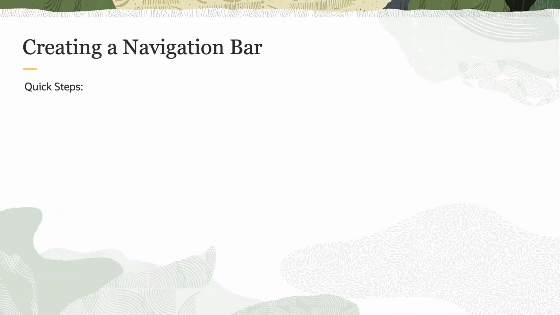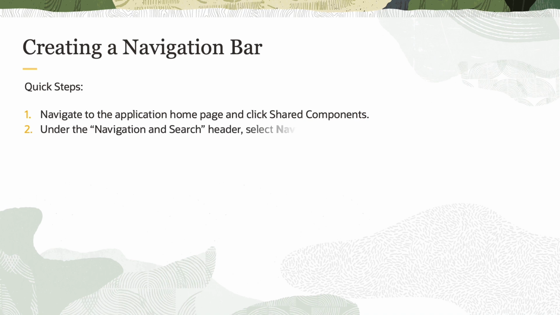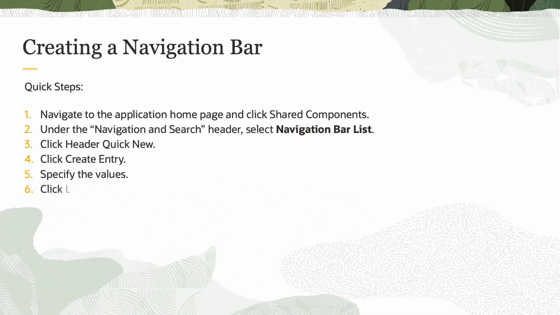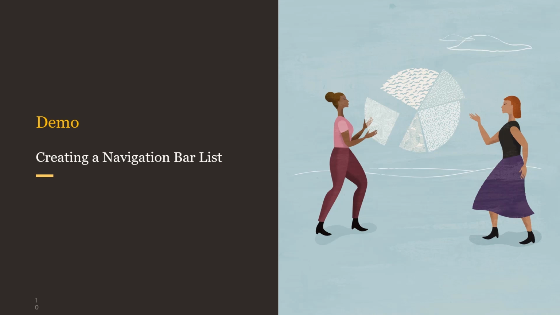Let us look at the steps involved in creating a navigation bar entry. First, you navigate to the application homepage and click on Shared Components. Under the Navigation and Search header, select Navigation Bar List. Click on the navigation bar list available in the report and click on Create Entry to create a new entry. Specify the values and finally click on Create List Entry. Let us now navigate to the Apex workspace and I'll show you how we can create a navigation bar entry.